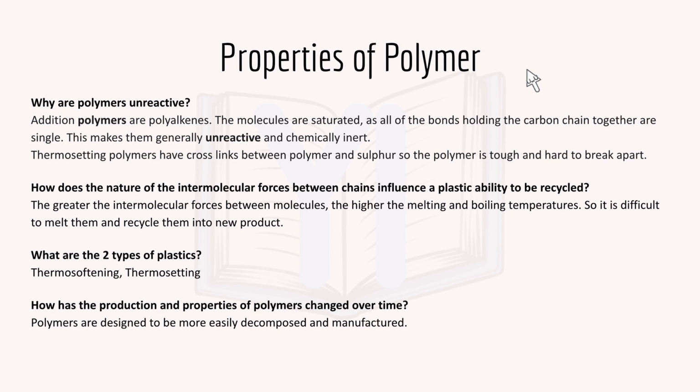And how does the nature of the intermolecular forces between chains influence a plastic's ability to recycle? The greater the intermolecular forces between molecules, the higher the melting point and boiling temperature. So it's difficult to melt them and recycle them into new product. So what are the 2 types of plastic? They are thermal softening and thermal setting. And how have the production and properties of polymers changed over time? Polymers are designed to be more easily decomposed and manufactured.